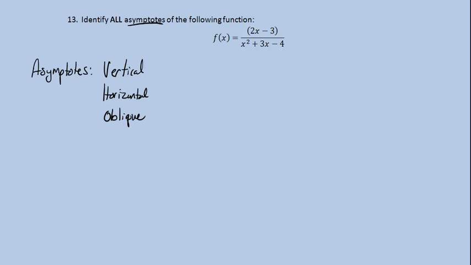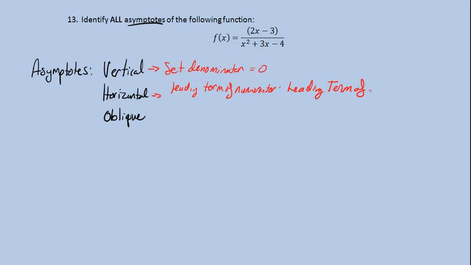So with vertical asymptotes, the rule that we can use is to set the denominator equal to 0. With horizontal asymptotes, we have to look at the leading term of the numerator compared to the leading term of the denominator. We'll do that in more depth in a second. And then oblique asymptotes is pretty much the same thing as the horizontal. So we're going to look at a specific case that will determine our oblique asymptotes.